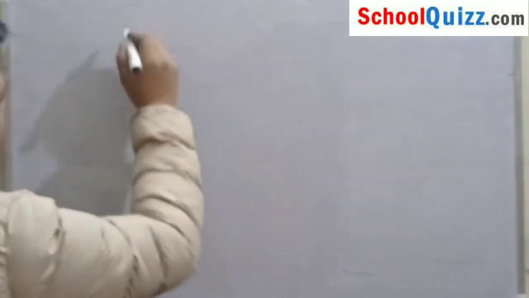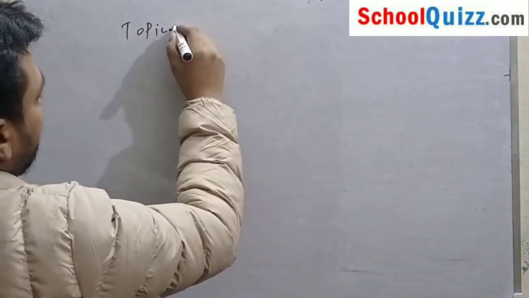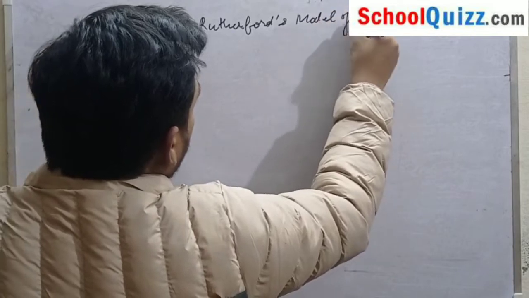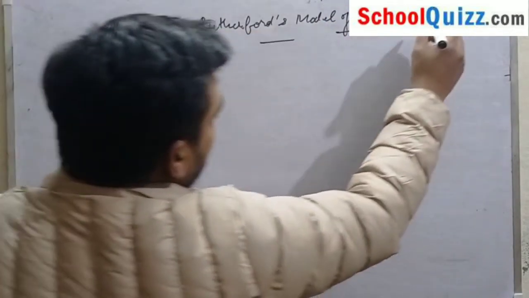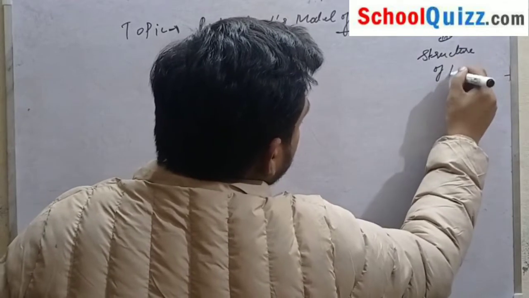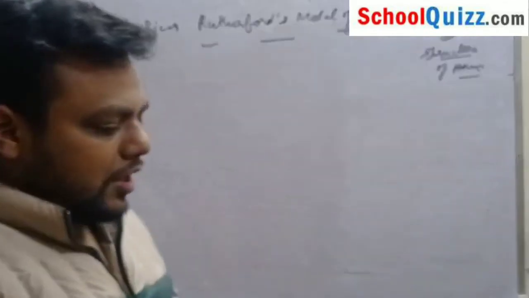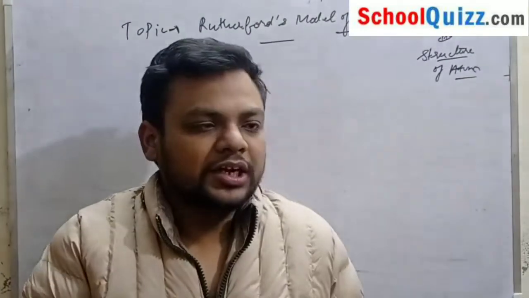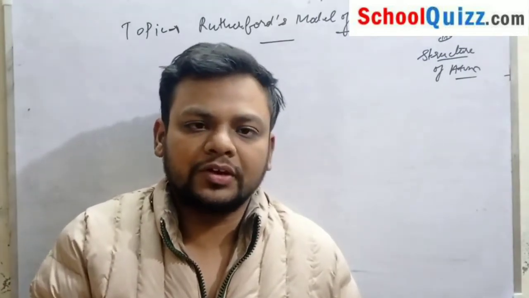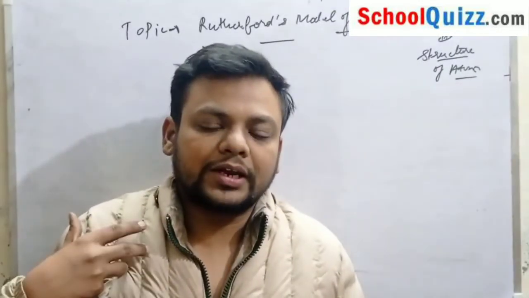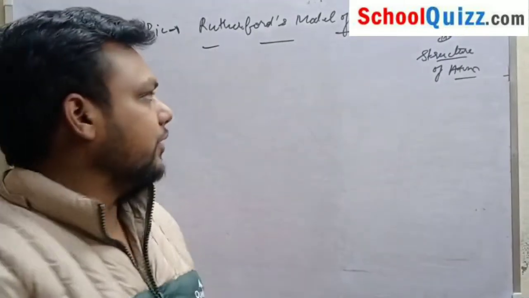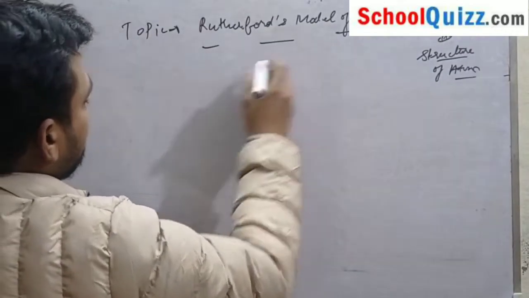Today's topic is Rutherford's model of atom, as we have started with chapter number 4, that is our structure of atom. I have already made one introduction video on chapter 4, in which we have already discussed what the atom actually is and the very important Thomson model of an atom. Next we will proceed to our Rutherford model of an atom, which is very important from the paper point of view.